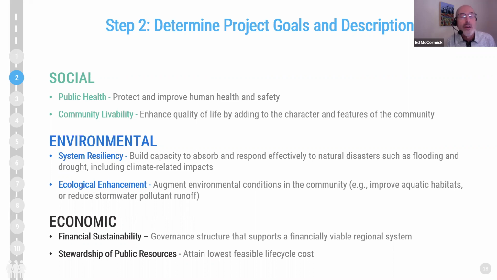On the right of each of those is really a goal description. And that's important because the group that's going to be making decisions and doing the analysis needs to start to better understand what a broad goal, say public health, might mean. Okay, so protect and improve human health and safety. Whereas, say at the bottom, stewardship of public resources, a description that one utility uses is attaining the lowest feasible life cycle cost. So these are examples for you. Next slide.